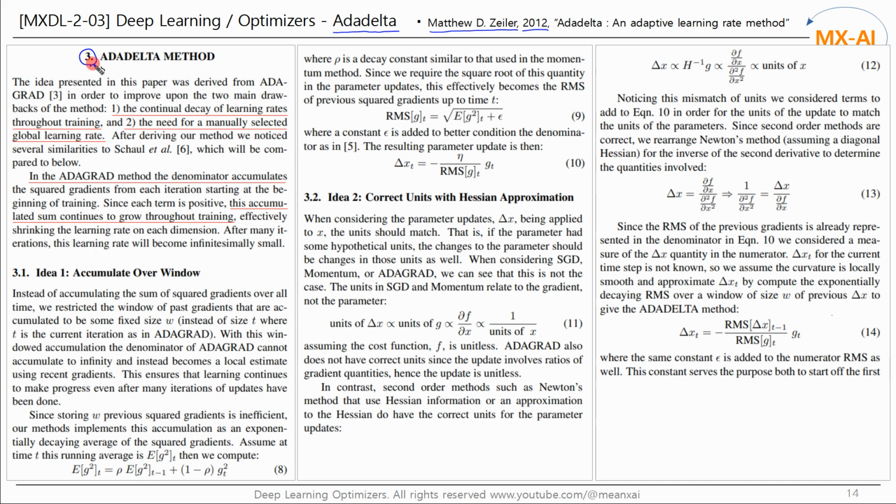The author of the paper points out two problems with Adagrad. The first problem is the continual decay of learning rates throughout training. And the second problem is that a manually selected global learning rate is required. This problem exists not only with Adagrad, but also with other optimizers. To solve these issues, this paper presents two ideas. We'll look at this in more detail on the next page.